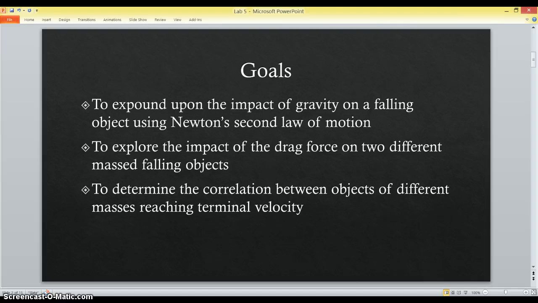The primary goal of this lab is to expound upon the impact of gravity on a falling object using Newton's second law of motion. Also, we intend to explore the impact of the drag force on two different massed falling objects. Lastly, we want to determine the correlation between objects of different masses reaching terminal velocity.